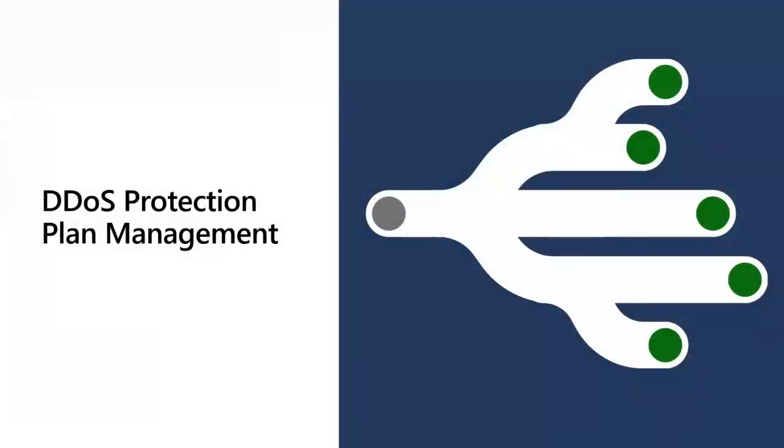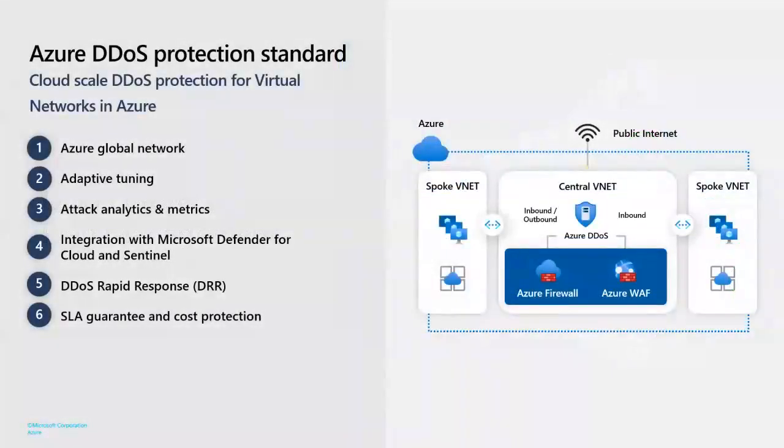All right, let's talk about DDoS protection plan management as well. And let's talk about Azure DDoS protection as a whole real quick. So there are two tiers for it. The first one being DDoS infrastructure protection, which is given as part of the cloud platform service to all Azure customers, as well as protecting Microsoft's own services like Bing and LinkedIn, etc.